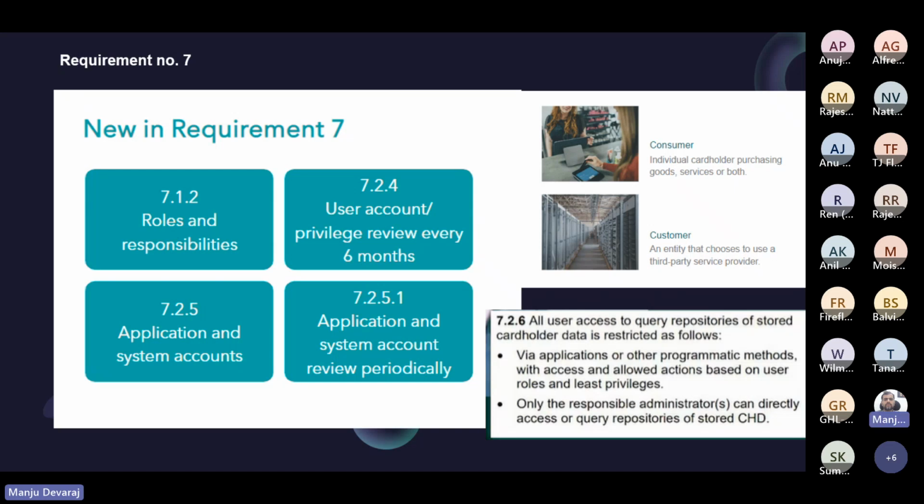Now, quickly to go through 7. There are very few changes there; roles and responsibilities stay. User account and privilege: privileged as well as non-privileged. User access review has to be done every 6 months, which is new. Application and system account review has to be based on TRA. You need to develop your own period.